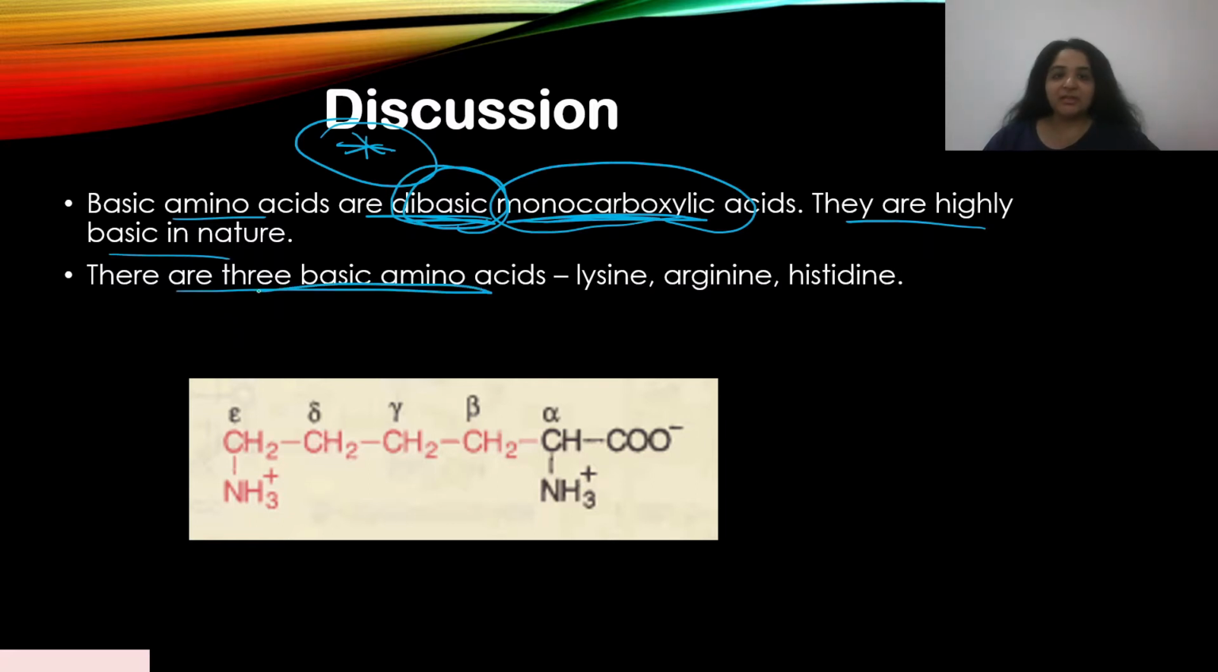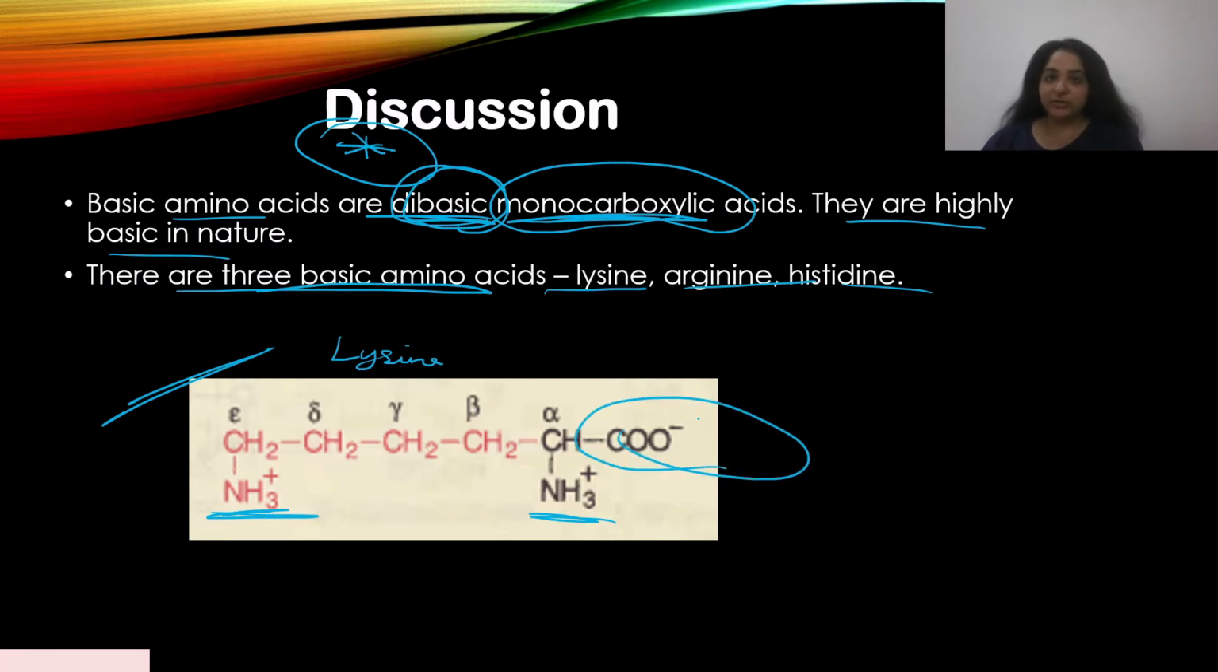There are three basic amino acids: lysine, arginine, and histidine. The structure over here that you see is that of lysine. You have this NH3 plus group here, NH3 plus group here, and then you have one carboxylic group here. So now you can easily know that it is a dibasic monocarboxylic acid, which is basic in nature.